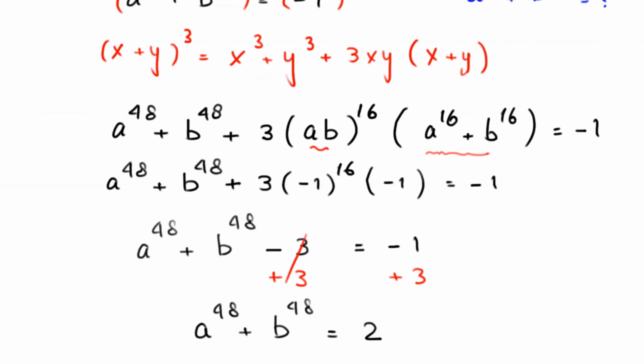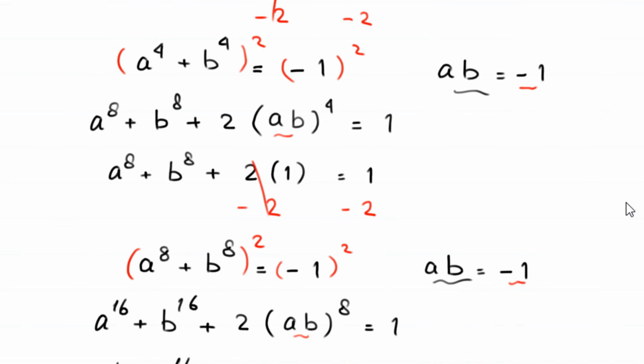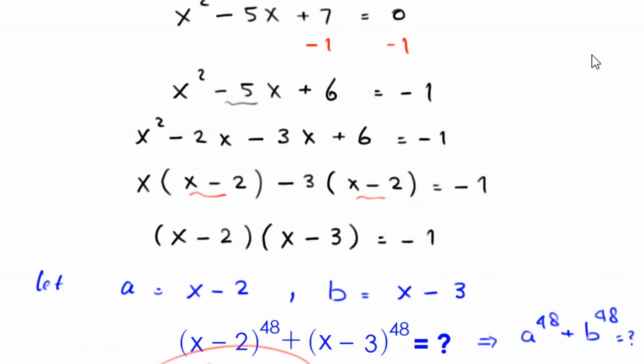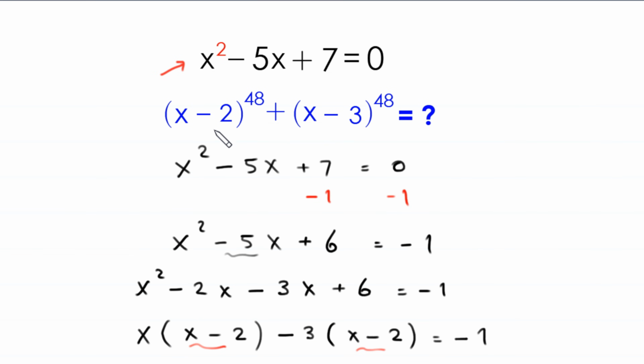So the given expression, (x minus 2) whole to the power 48 plus (x minus 3) whole to the power 48, is equal to 2.